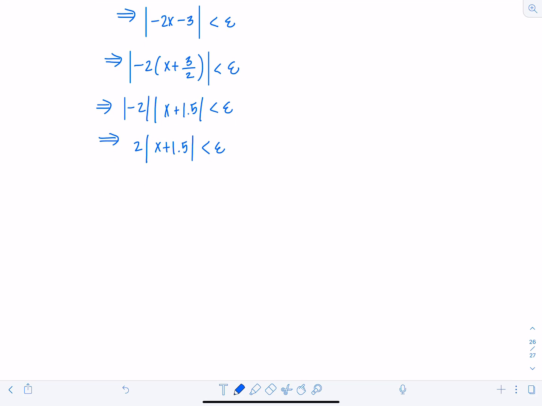And then dividing by 2, then I have absolute value of x plus 1.5 is less than epsilon over 2. So what does that mean? That's my delta, remember? The absolute value of x minus -1.5, that difference, is less than delta. So I need to choose delta to equal epsilon over 2.